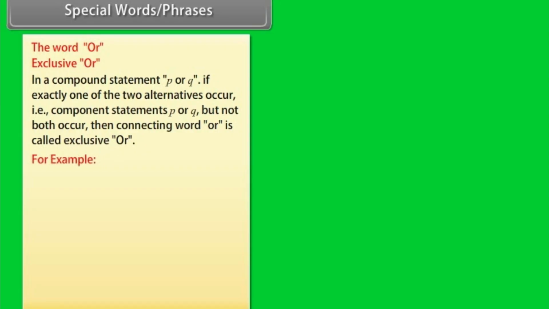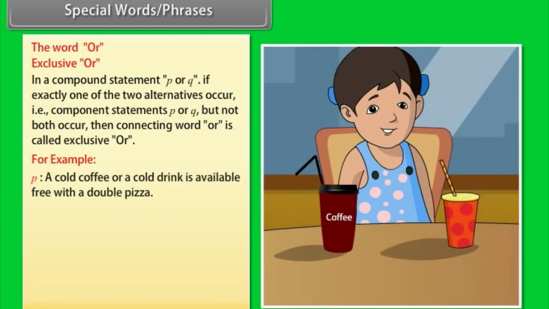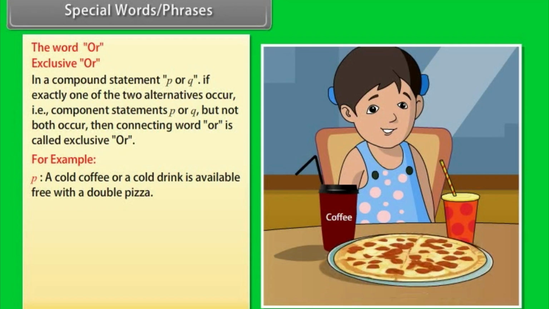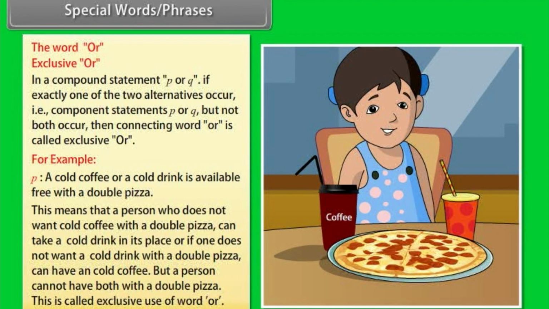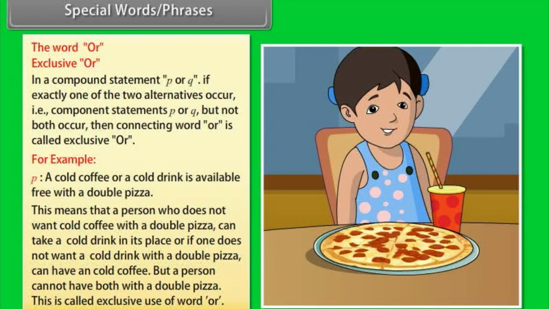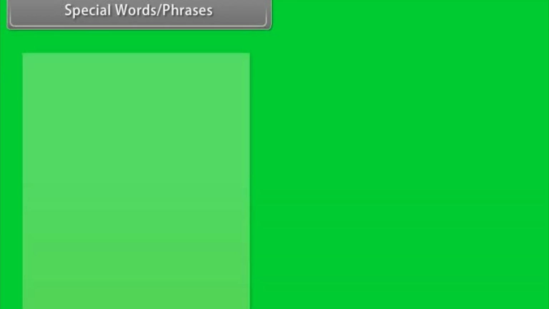For example, P is a statement that a cold coffee or a cold drink is available free with a double pizza. This means that a person who does not want cold coffee with a double pizza can take a cold drink in its place. Or if one does not want a cold drink with a double pizza, can have a cold coffee. But a person cannot have both with a double pizza. This is called exclusive use of the word "or".